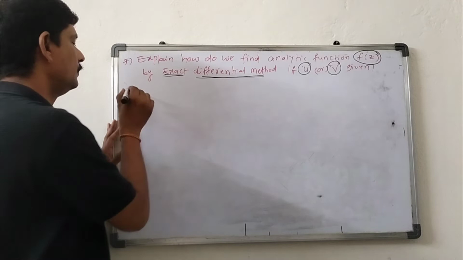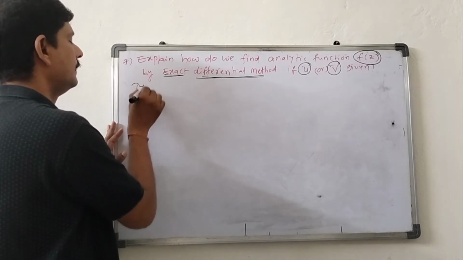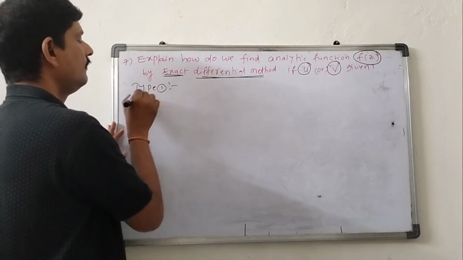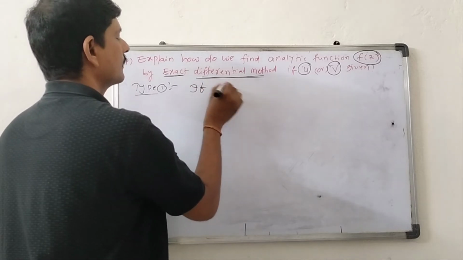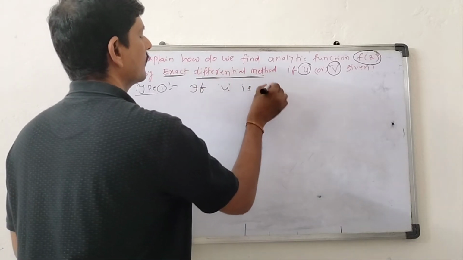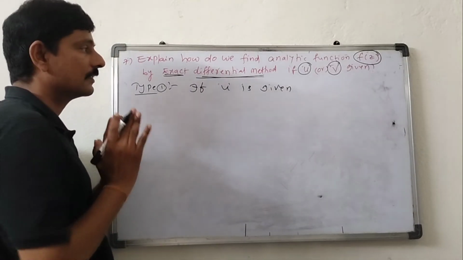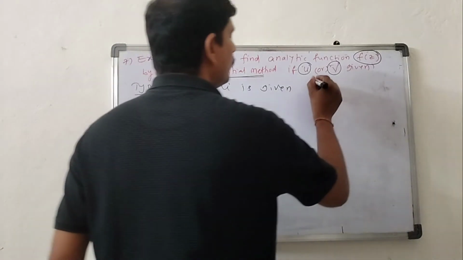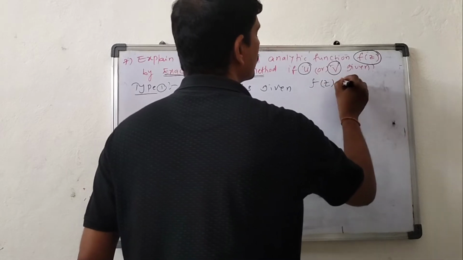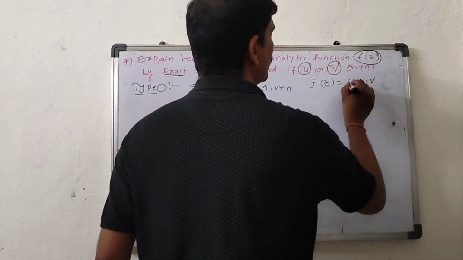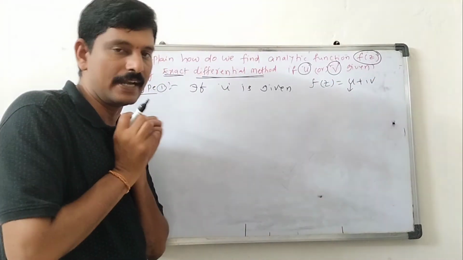For example, type 1. If u is given, what should we find? f of z. Already we know f of z is u plus iv. That means u is already in our hand.